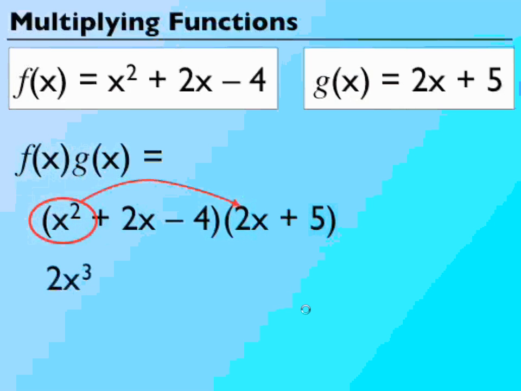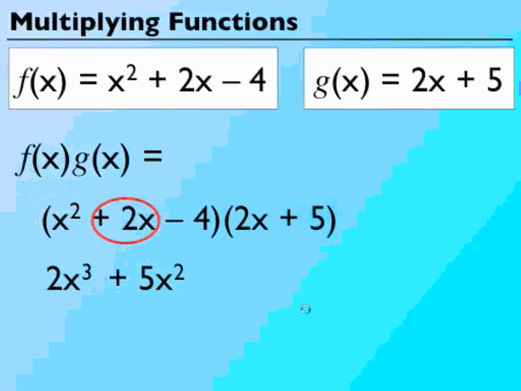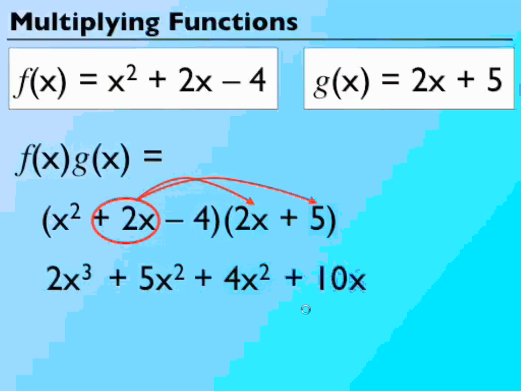to everything. So we distribute the x squared to the 2x and we get 2x cubed. We distribute the x squared to the 5, and we get 5x squared. All right, now we move right along. Let's go to the 2x now, and we're going to distribute that. So we distribute the 2x times 2x, and we get 4x squared. We multiply the 2x by the 5, and we get 10x.